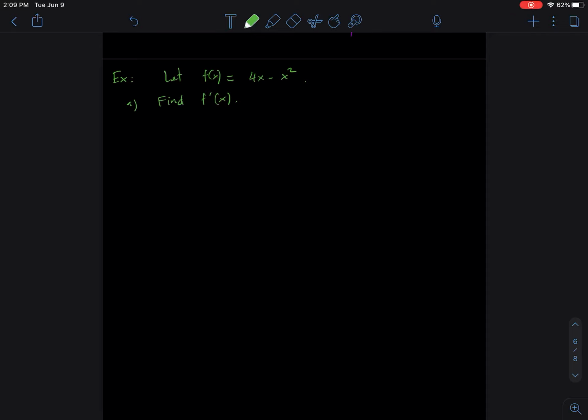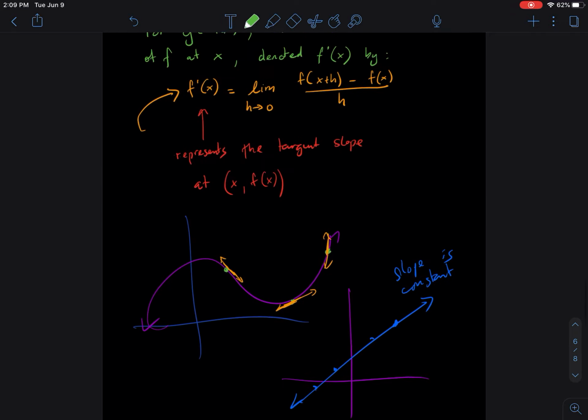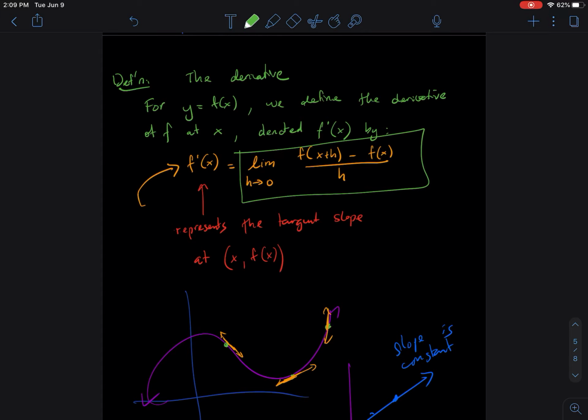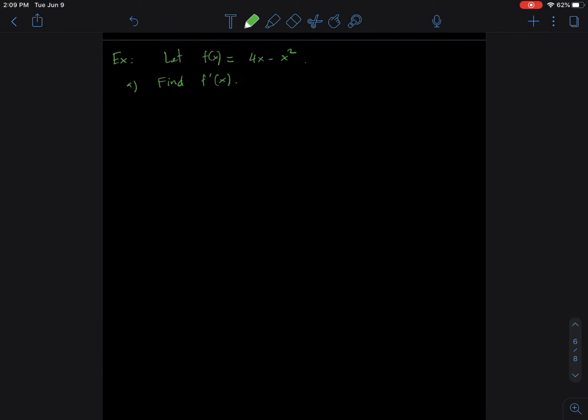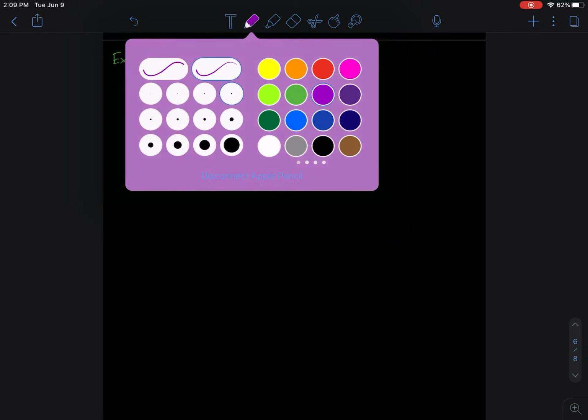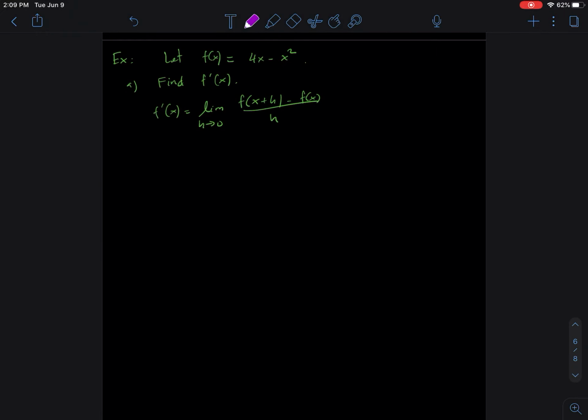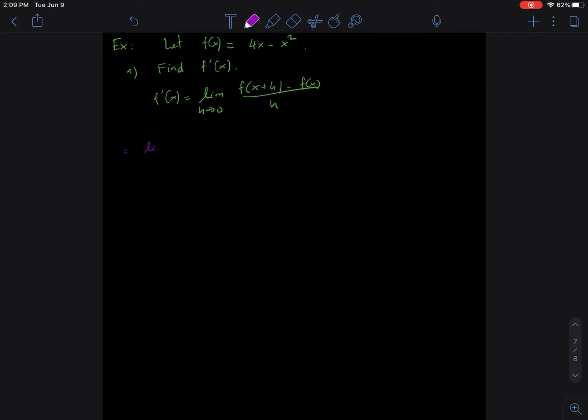From the previous video, the definition is this here. That's the definition, so we're going to follow that. f prime of x is just the limit as h goes to 0 of f of x plus h minus f of x, over h. We're going to plug in x plus h for x, and f of x is just the function itself.